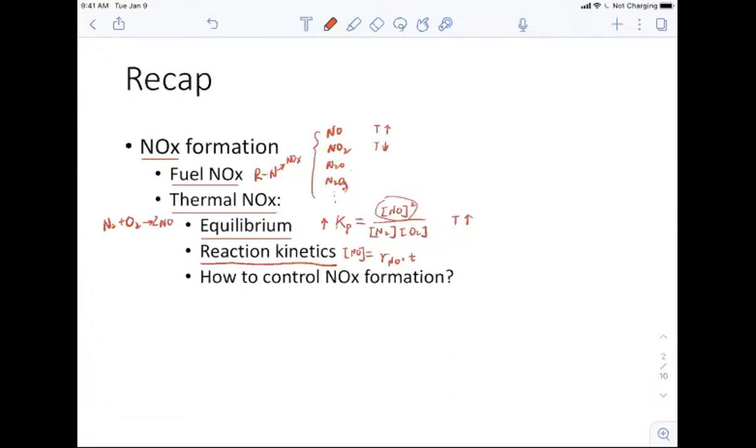So the correct answer should be decreased temperature and decreased residence time, because if you decrease both of them, from the equilibrium point of view and also reaction kinetics point of view, you're going to have a lower NOx formation, right? So just to test that you guys understand this, I'm gonna launch the quiz again, okay?